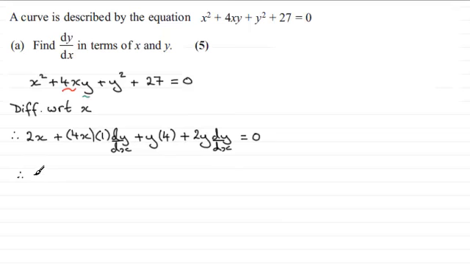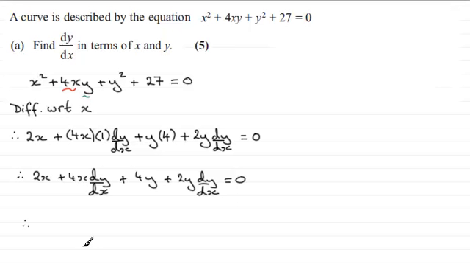So we've got the first term, 2x. Next term here is plus 4x dy by dx. And then we've got plus 4y. And then finally here, plus 2y dy by dx. And that equals 0. And what I'm going to do now is bring the dy by dx terms, keep them on the left hand side, and take the 2x and the 4y to the other side. We'll take 2x and 4y from both sides.